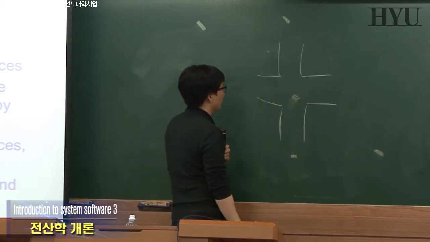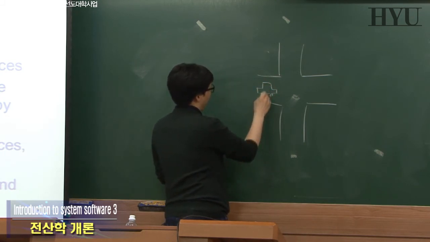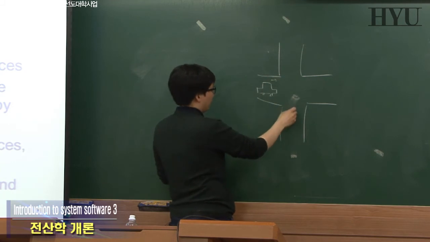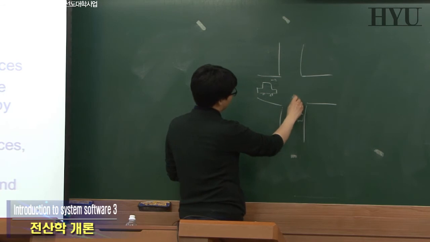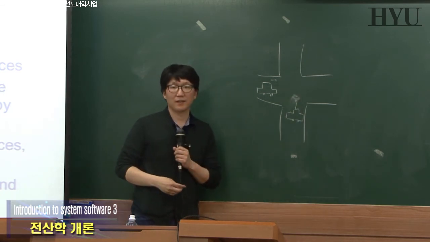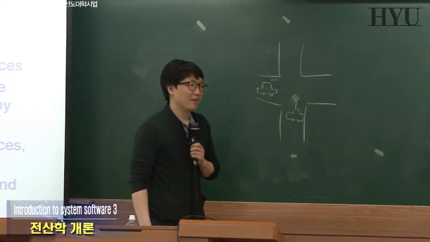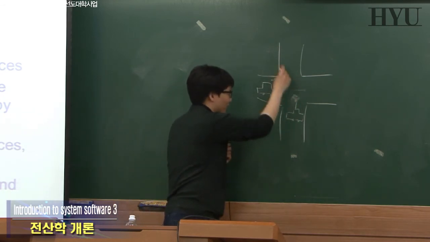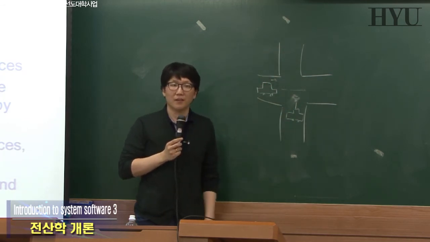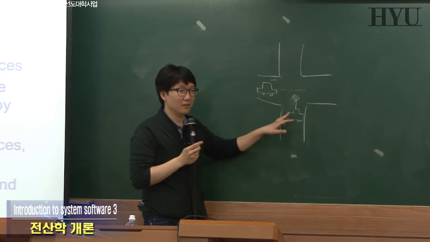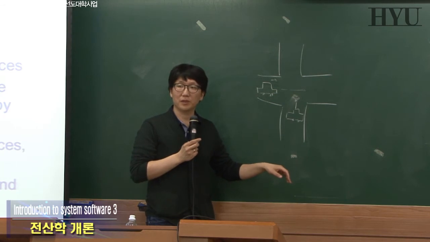Four-way intersection. Car going this way. Car going this way. They're so nice, so they're waiting for each other. One of them must go through, then the other can go. But these two cars are so nice. This one waits, saying you go first. This one also waits, saying you go first. So every process is stopped.